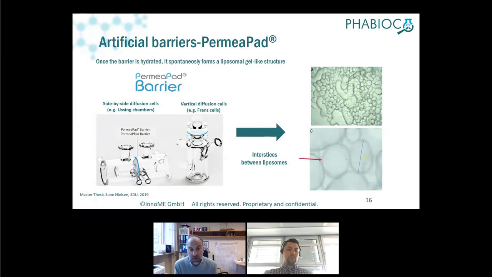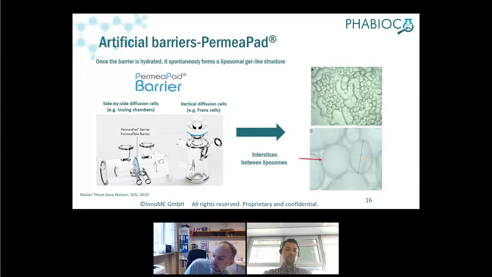When we use this barrier, we place it in diffusion cells, here side-by-side cells or vertical diffusion cells, and the barrier is hydrated. The barrier is immediately hydrated, and spontaneously, within the two layers of regenerated cellulose, a liposomal gel forms. Liposomal gel means that we have liposomes that are all packed together, and this is a picture of how they look.